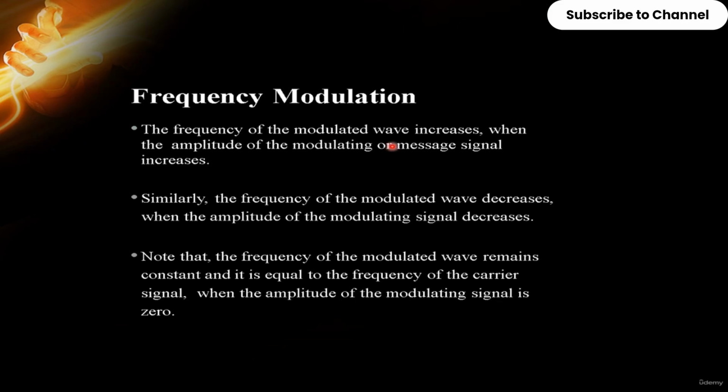The frequency of the modulated wave increases when the amplitude of the message signal increases. The frequency of the modulated wave decreases when the amplitude of the modulating wave decreases. So the amplitude and frequency are directly proportional to each other. If the frequency of the modulated wave remains constant and equal to the frequency of the carrier signal, then the amplitude of the modulated signal will be equal to 0.